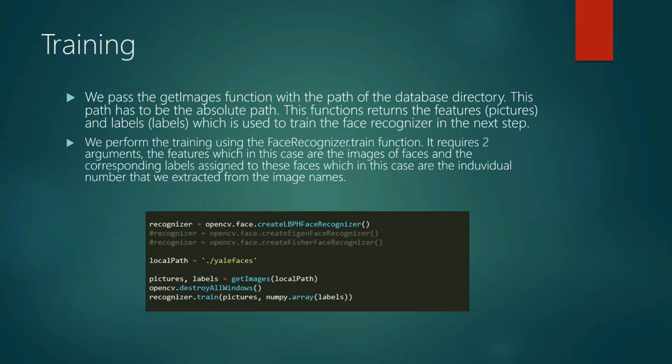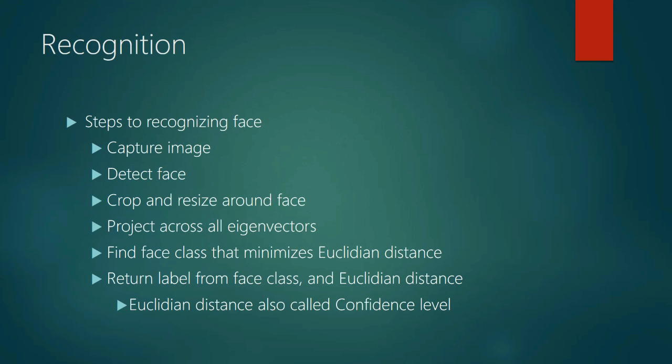We call the getImages function with the path of the database directory. This path has to be an absolute path. This function returns the features and the labels, which are used to train the face recognizer in the next step. We perform the training using the faceRecognizer.train function. It requires two arguments: the features, which in this case are the images of the faces, and the corresponding labels assigned to these faces, which in this case are the individual numbers that we extracted from the image names.